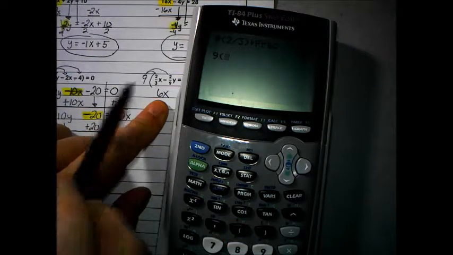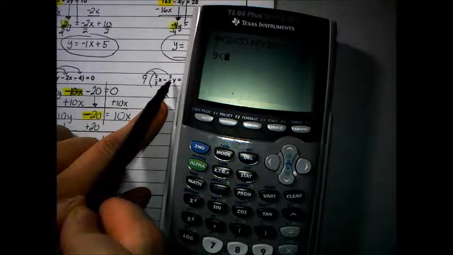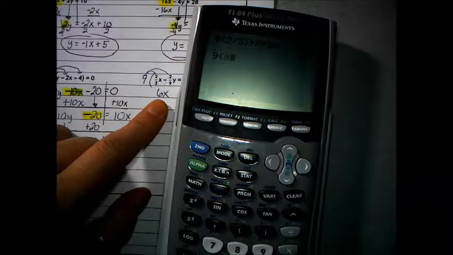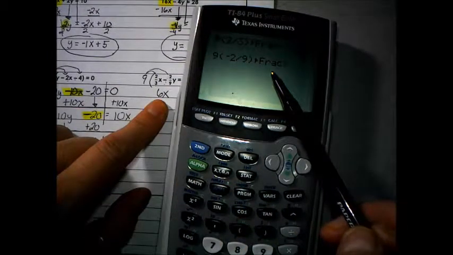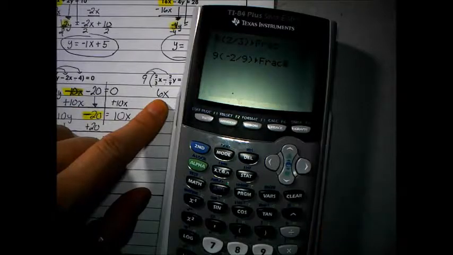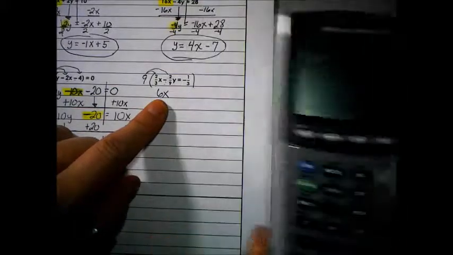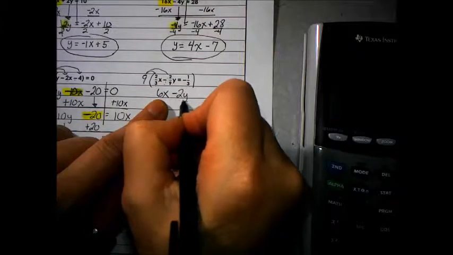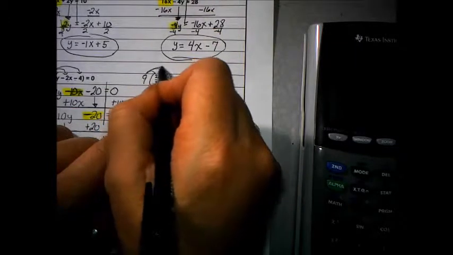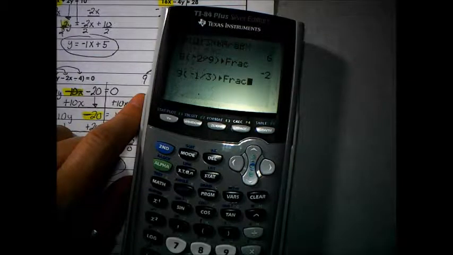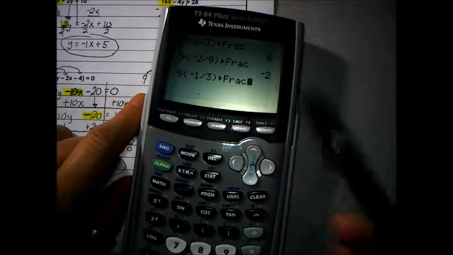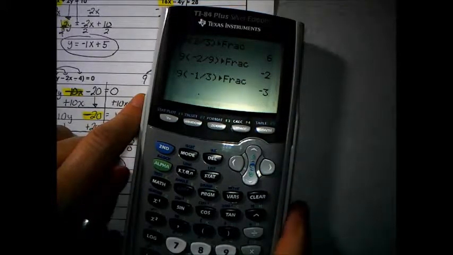9, parentheses, and now I'm going to put the negative with my fraction, so I'm going to put negative 2 divided by 9. I'm going to make sure I have it in a nice form, so I have my fraction, and enter, and that gives me negative 2. Equals, and now I need to do 9 times a negative 1/3. So 9, parentheses, negative 1 divided by 3, close my parentheses. Make sure you math and frac it so I get a nice number. It gives me negative 3.